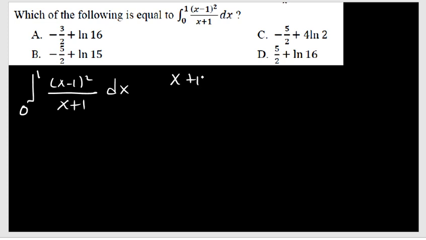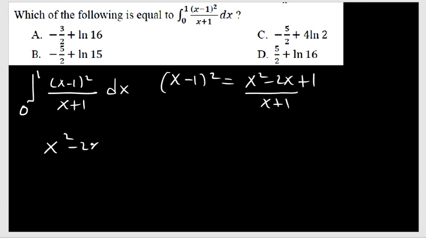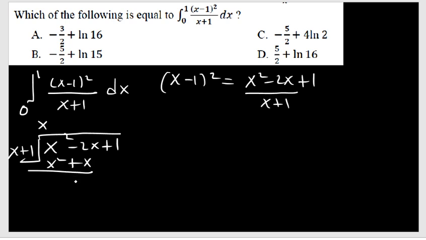First of all, (x minus 1) squared is the same as x squared minus 2x plus 1. This is the numerator part, and the denominator part is x plus 1 given to us. So let's divide it. X squared minus 2x plus 1 divided by x plus 1: it will be x times x plus 1, x squared plus x. When we subtract, negative 3x plus 1, then negative 3 times x plus 1 is negative 3x minus 3, so the remainder will be 4.